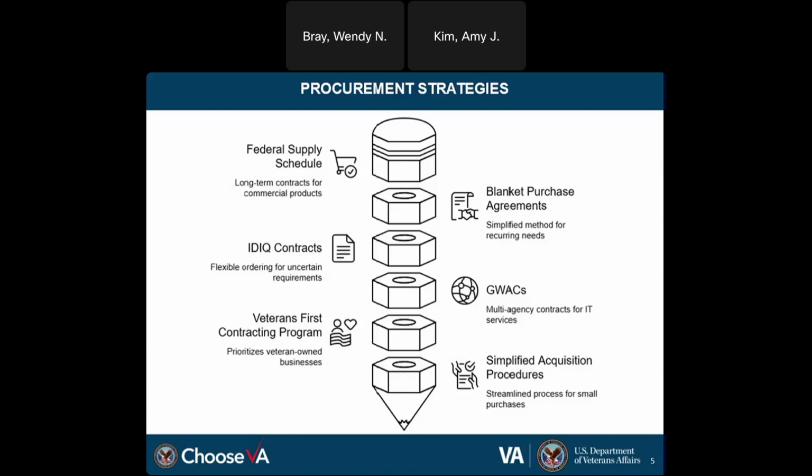The VA utilizes various contracting vehicles to procure goods and services efficiently and effectively. And these vehicles are designed to streamline the acquisition process, ensuring that veterans receive the best possible care and support. Now, I'm not going to go through all of these today because I actually go through them throughout some of the sessions that I've hosted. But it is great information as you are conducting your market research to understand how VA is buying.